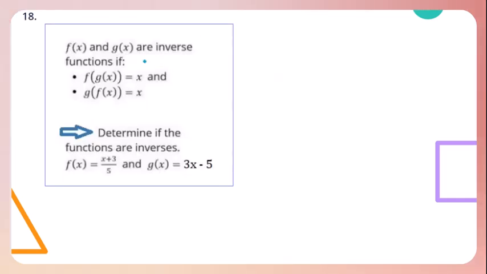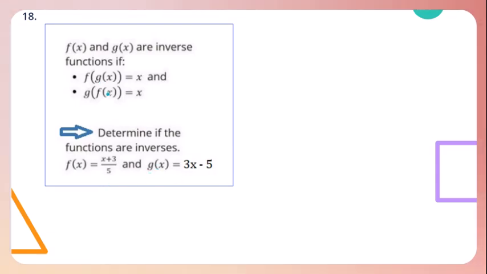All right, question number 18. f of x and g of x are inverse functions if you input g of x into f and get x, or input f into g and also get x. So we want to determine if these are inverses. You can graph and explain what that looks like, or you can simply do it algebraically. So I'm going to do it algebraically.